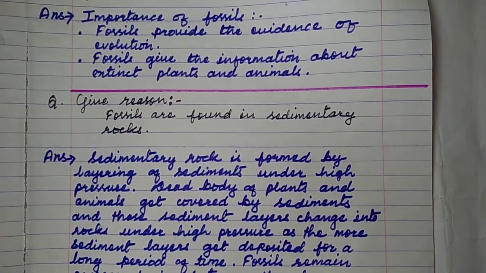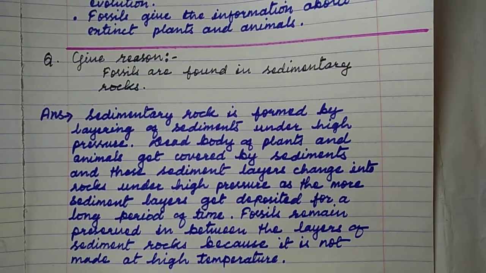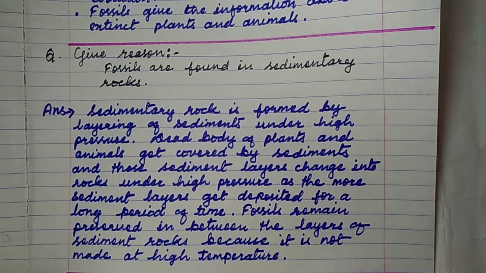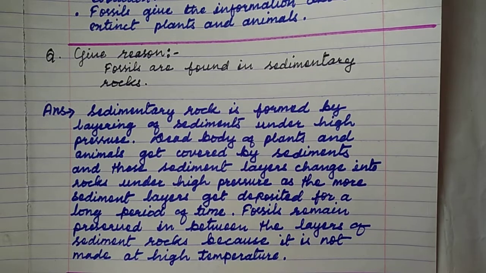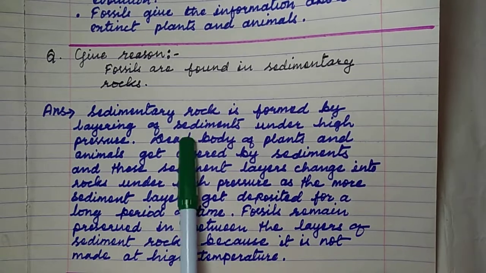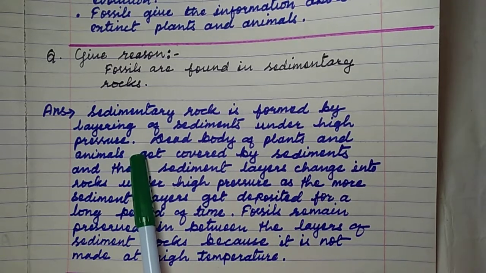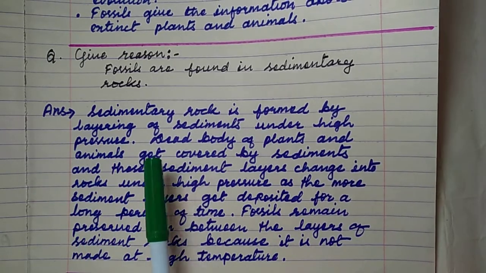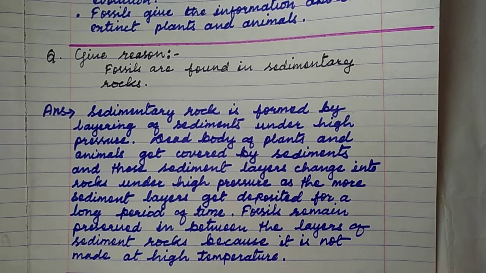Now the next question is, why are fossils found in sedimentary rocks? Fossils are found only in sedimentary rocks because sedimentary rocks are not formed at high temperature. If it was formed at high temperature, then the fossils could have been destroyed, right? So sedimentary rock is formed by the layering of sediments under high pressure. Layer after layer gets deposited and they remain under high pressure. They get pressed deep inside the earth, and after a long time the rock is formed.